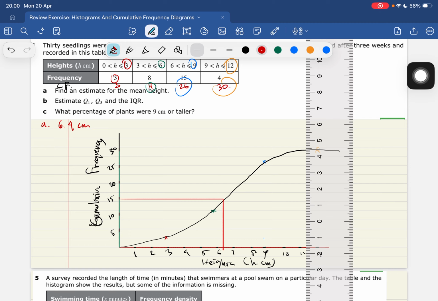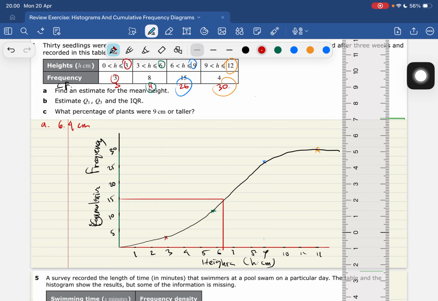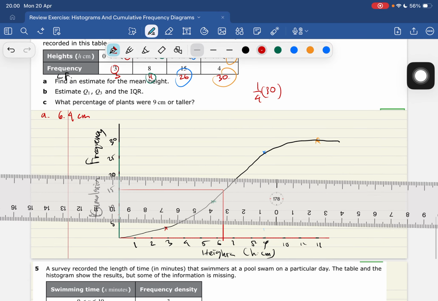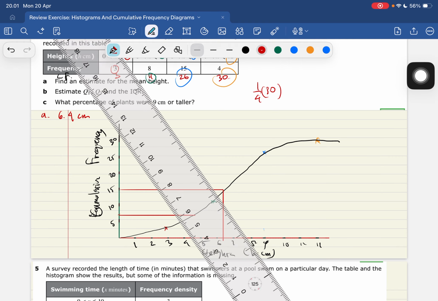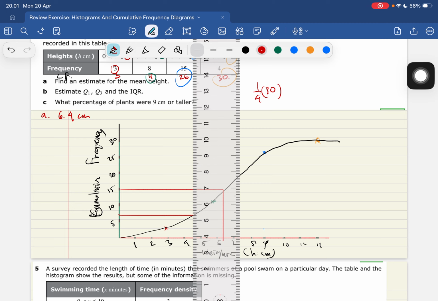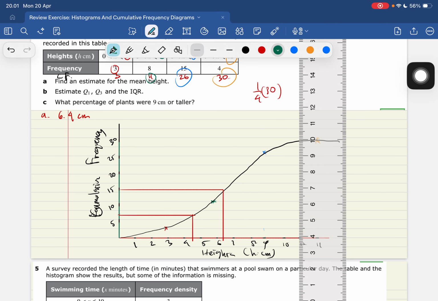Next, the lower quartile. So this is 1/4 of 30. So we need to find the position of 1/4 of 30. This is 7.5. So here is 7.5. Make it a straight line, and going down. Okay, so this is Q1. Q1 equals 4.5 centimeter.